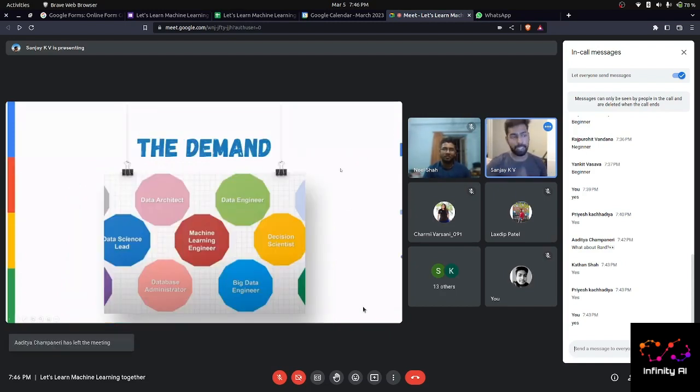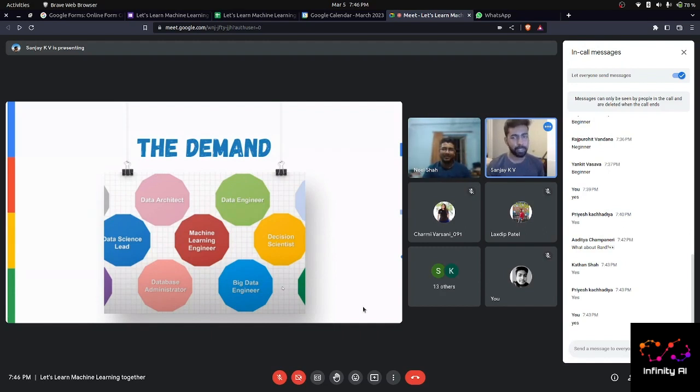As I told you, in the market right now these are the demanding fields, and there will be a lot of new fields coming up where AI comes into the picture. There will be new roles like AI engineer or AI designer in the future. But as of the current market, at least for the next 3 years, these are the leading data-related roles all around the world.